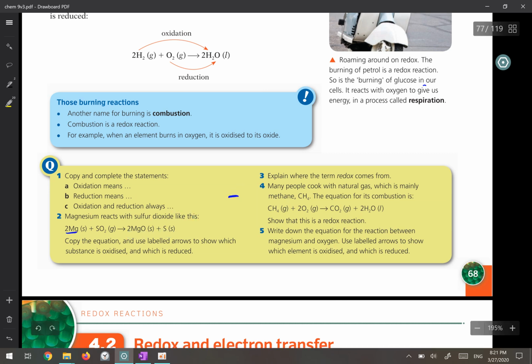You can see what happens to the magnesium. It has gained the oxygen, so it is oxidized. Here is very clear because you have transfer of oxygen. And what happened to the sulfur dioxide? It's converted to the sulfur, so it means it has lost the oxygen. So this is reduction.